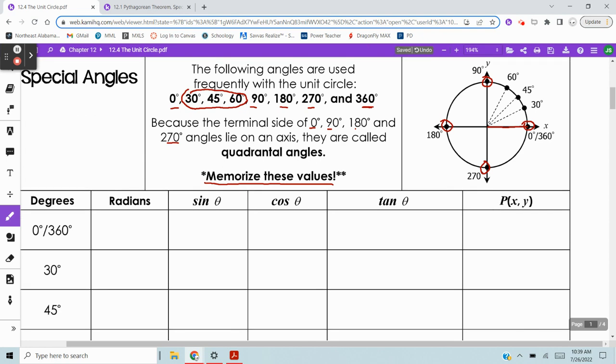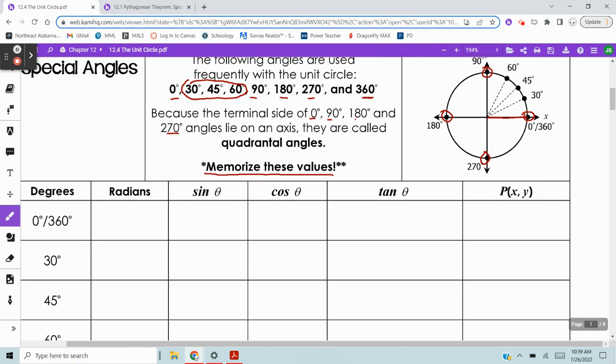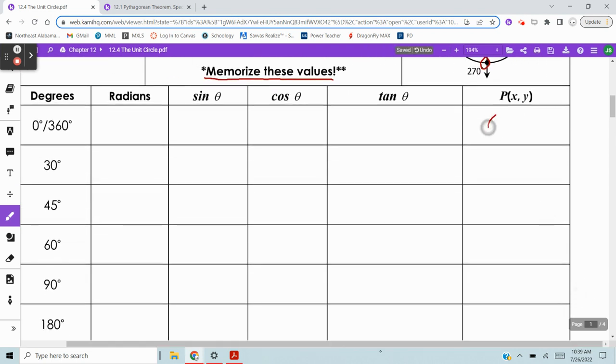So let's start with 0, 360, and let's fill in this chart real quick. Right here at 0, 360, this point, the distance from here to here being 1, that point is going to be 1, 0.